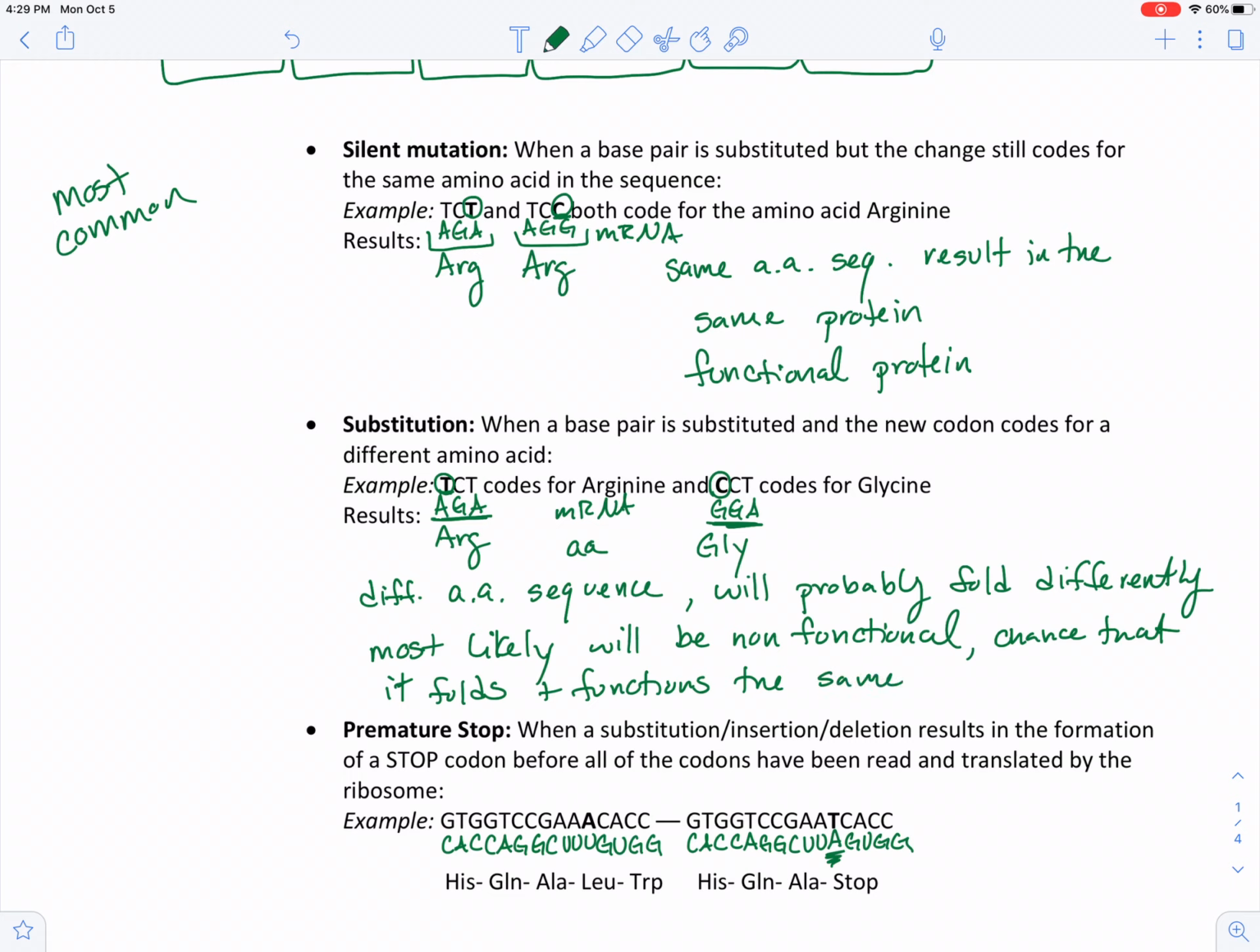Or there's a chance that you have some brand new function that never existed before. Which is the least likely scenario, is that you make a mistake and now you have some protein that does something new and that we've never seen before. But it's a total possibility. So our most likely is that it's non-functional. There's a chance that it could still be functional, or there's a chance that you could have some brand new function. But again, most likely it will be non-functional.